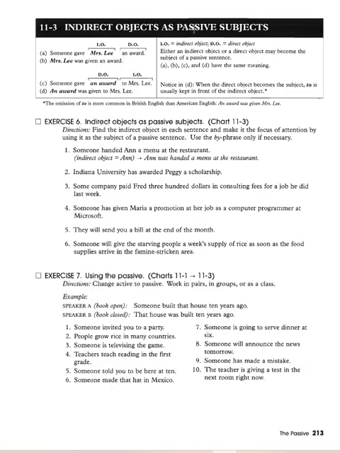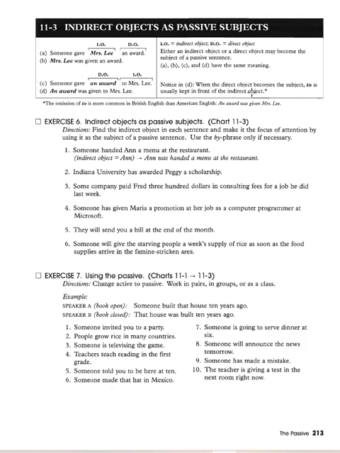Indirect objects as passive voices. So someone gave Mrs. Lee, indirect object, an award. Mrs. Lee was given an award. Someone gave an award, direct object, to Mrs. Lee. An award was given to Mrs. Lee. And so either the indirect object or a direct object may become the subject of a passive voice.